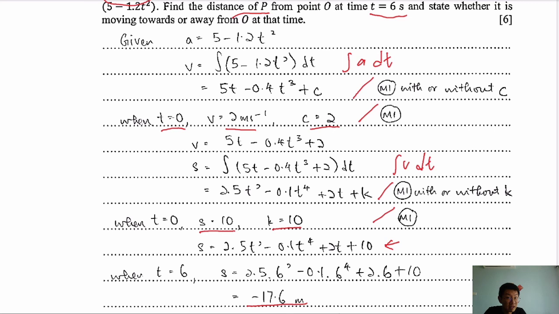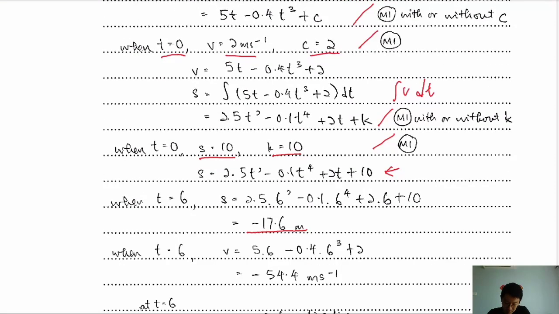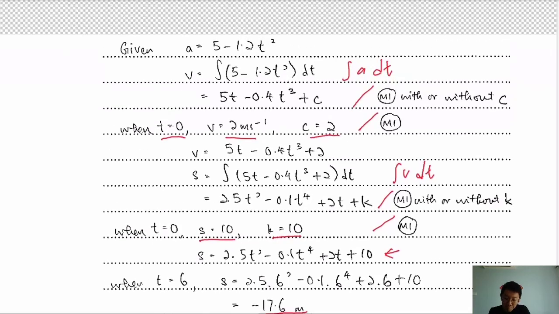So just have to be careful that the question actually asks for the distance, not the displacement. So when we give our answer, the answer should be in a positive value. So it should be 17.6 meter as the distance. Okay, so we have to really state out loud that it is the distance.